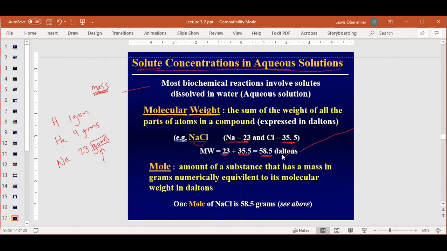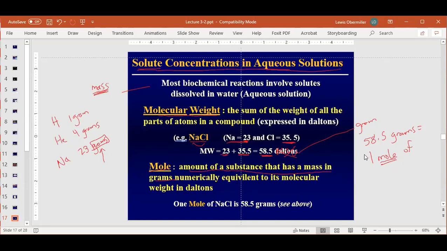All right, so we get rid of the word Dalton and we just add gram. And so 58.5 grams is, and we use this new word called a mole, 1 mole of a substance. So a mole is the amount of that substance that has mass in grams equivalent to its molecular weight in Daltons. Basically that's a wordy way of saying, we just get rid of the Daltons, we add grams and we call it a mole. So 1 mole of salt would weigh 58.5 grams.